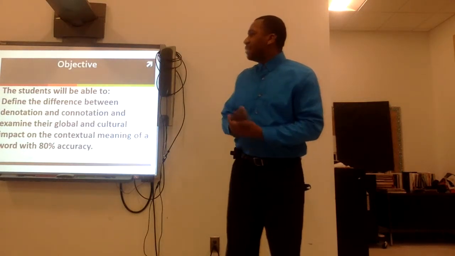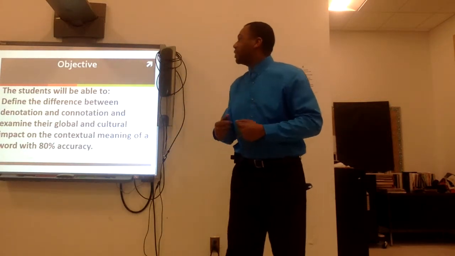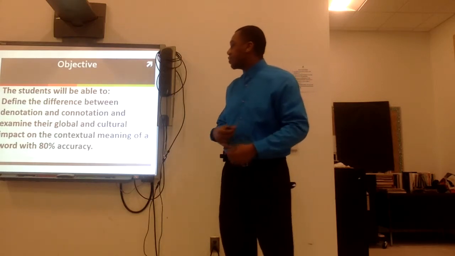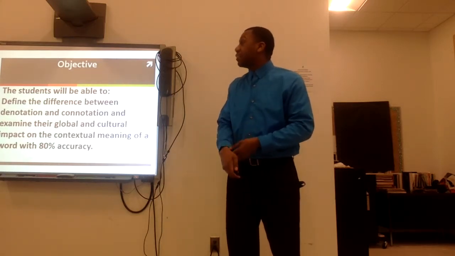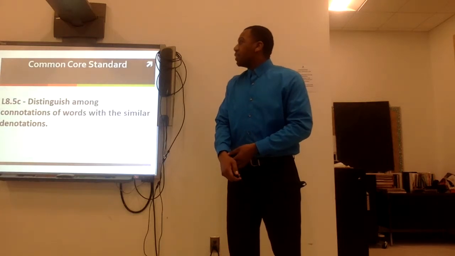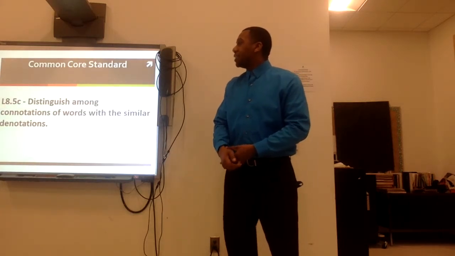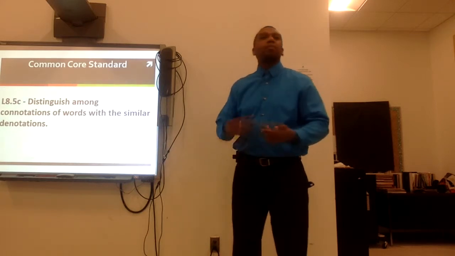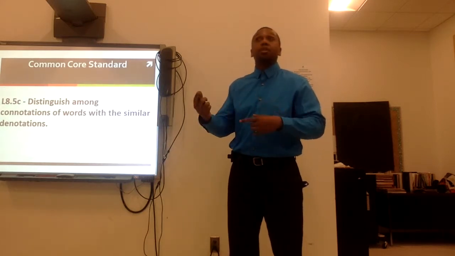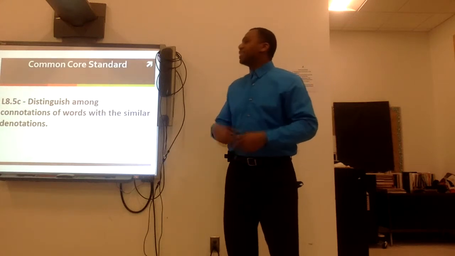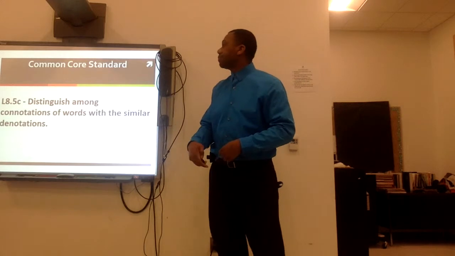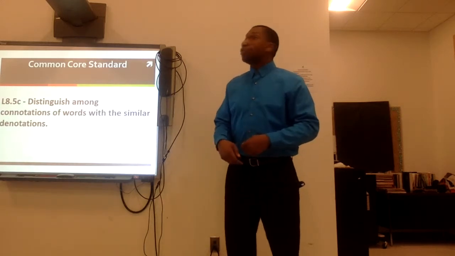All right, the objective for today: students will be able to define the difference between denotation and connotation and examine their global and cultural impact on the contextual meaning of a word with 80% accuracy. The Common Core Standard is L8.5C. Students will be able to distinguish among connotations of words with similar denotations. Remember, we talked about the fact that the standard simply is a skill that they want you to learn or know by the time you leave 8th grade. Today is the 4th, I believe.